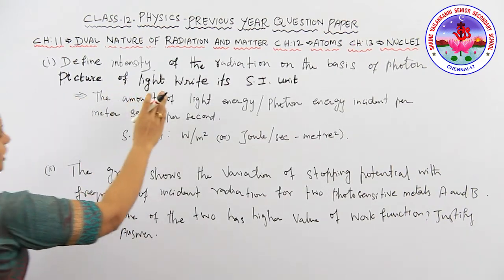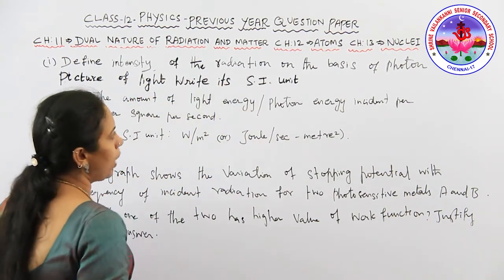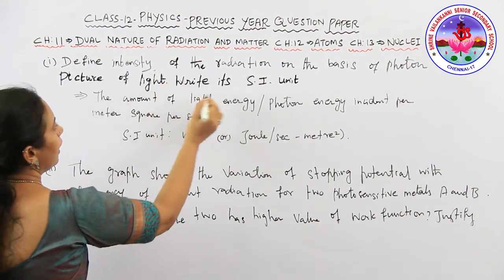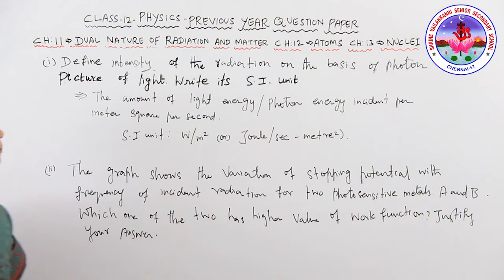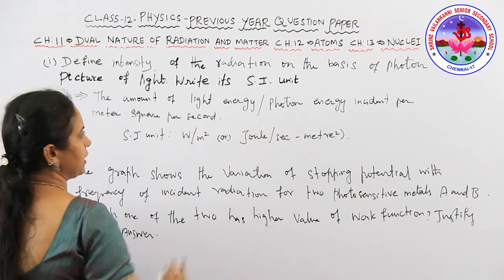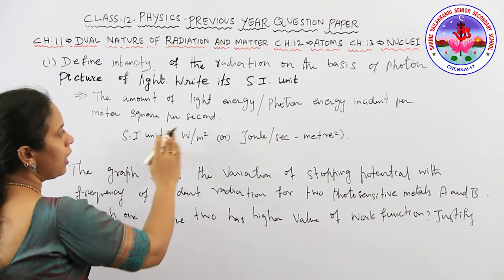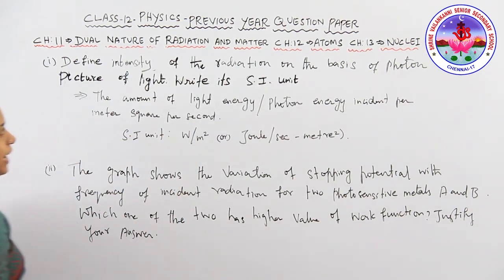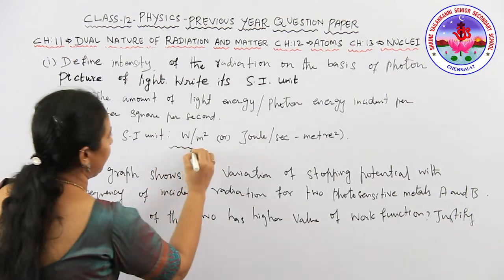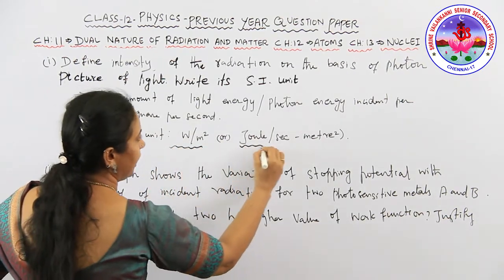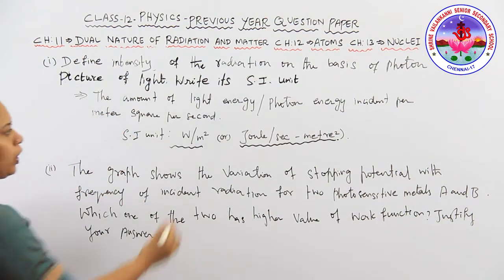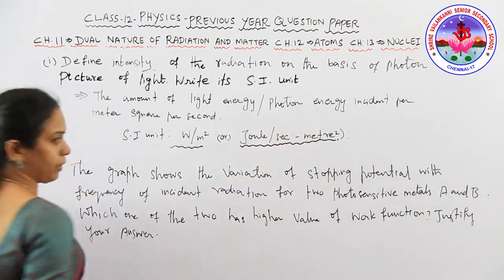Define intensity of the radiation on the basis of the photon picture of light and write its SI unit. See, the amount of light energy or photon energy incident per meter square per second is the intensity of radiation on the basis of the photon picture, and the SI unit is Joule per second meter square, or Joule second meter square.